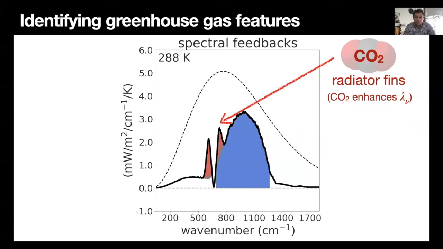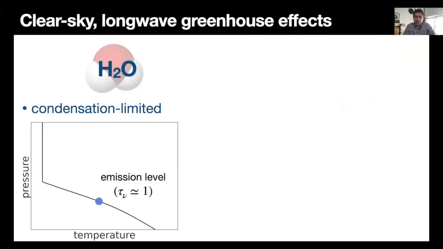But there's another really interesting feature here centered around the 15 micron band of CO2. There are these twin peaks in the spectral feedback where the feedback is enhanced by the presence of CO2. It's larger than it would be with only water vapor in the atmosphere. And to borrow a term from Ray Pierrehumbert, I'm going to call these features CO2 radiator fins. Now, it's a little counterintuitive how adding an additional greenhouse gas could enhance the spectral feedback. So to understand that, we need to think about the differences between H2O and CO2 as greenhouse gases.